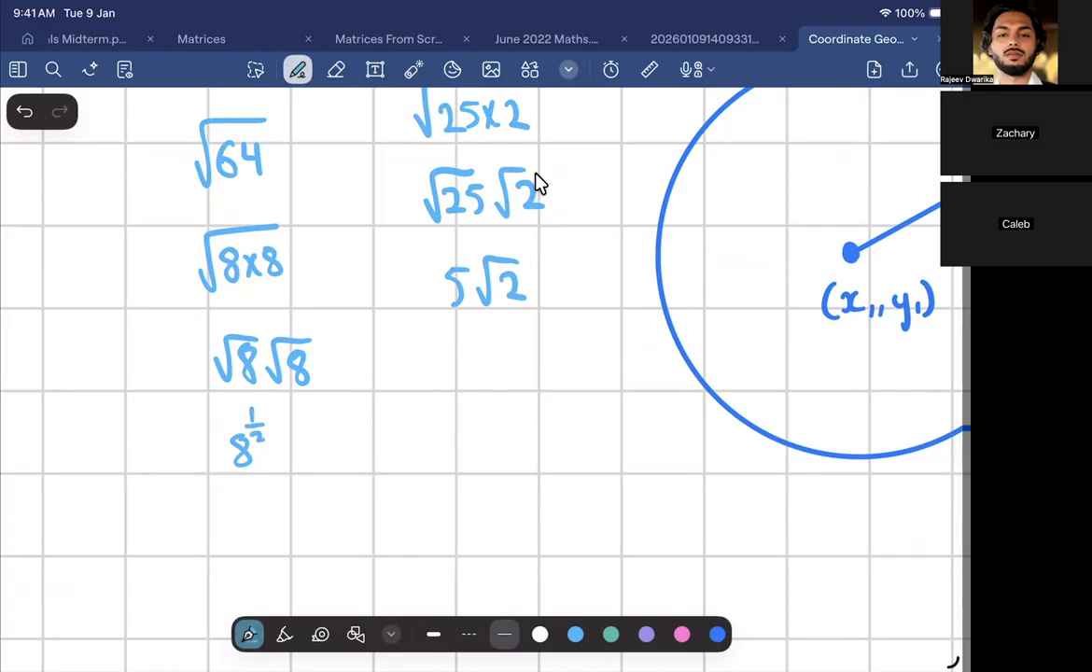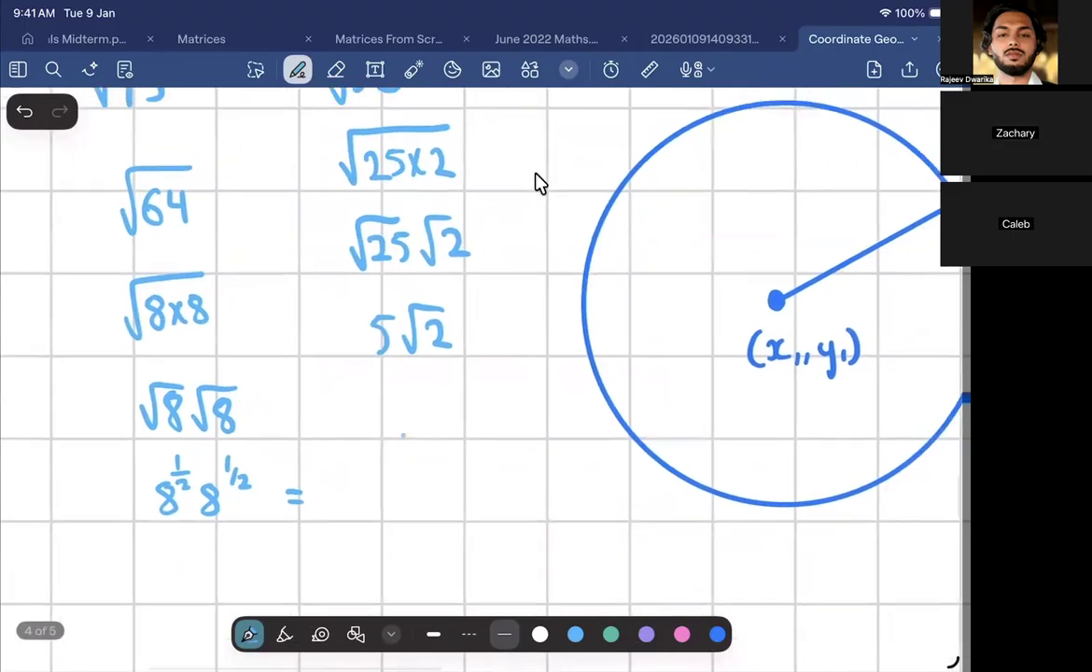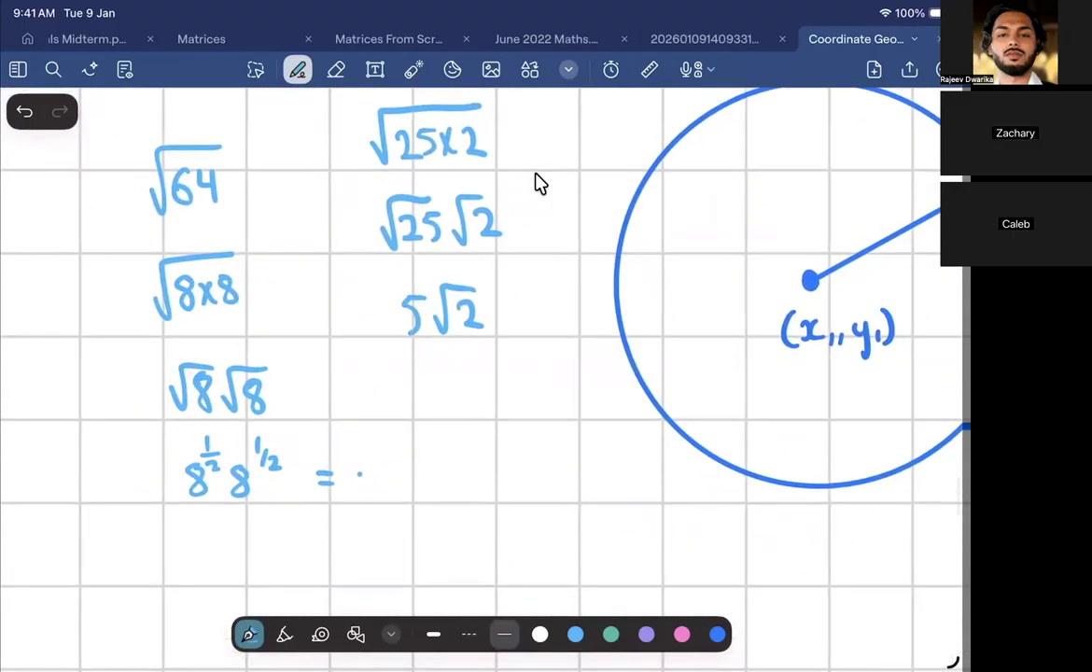So that's really 8 to the power of a half multiplied by 8 to the power of a half. Now, anytime you have the same base, what do you do with the powers? You add them. So what's a half plus a half? If I have two halves and I combine them, what's that? 1. And 8 to the power 1 is just what? 8.